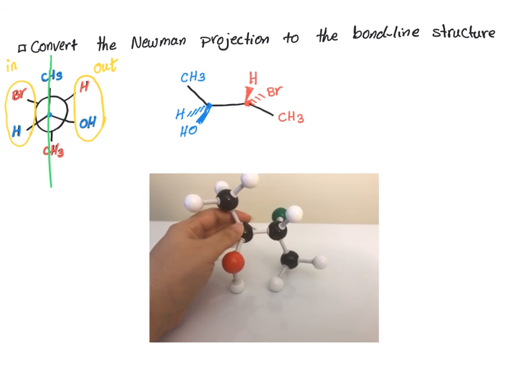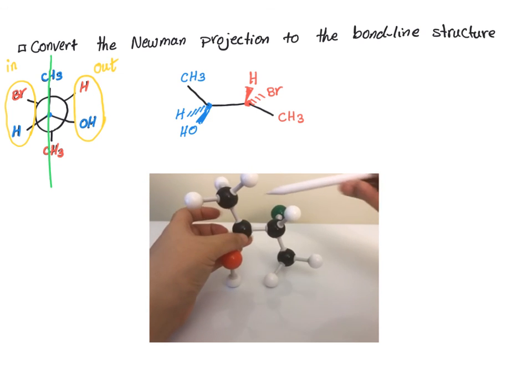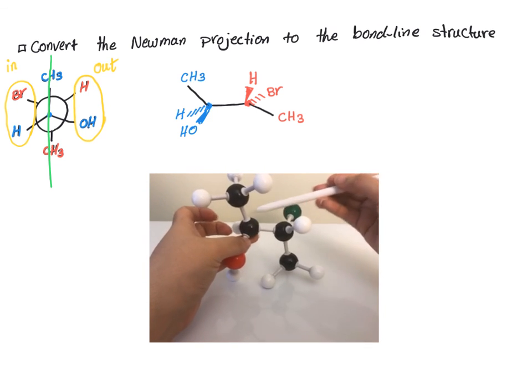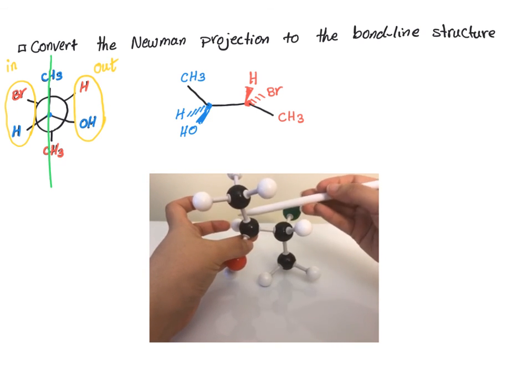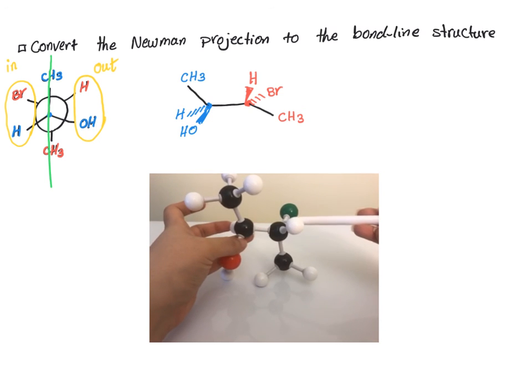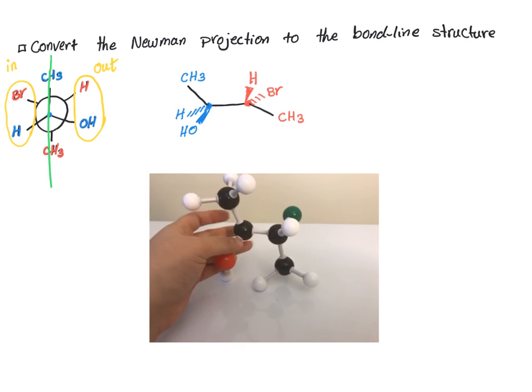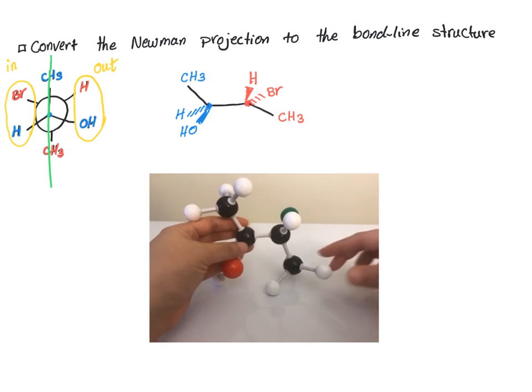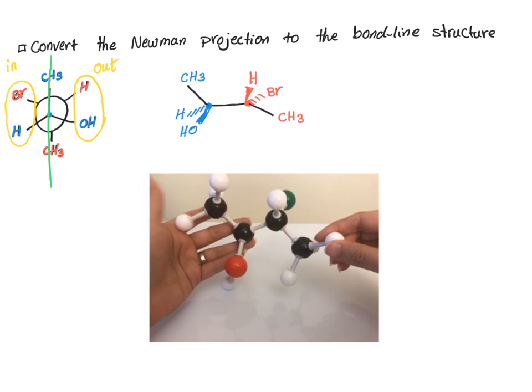So to the blue carbon, I have hydrogen attached, which is going to the back, right here, and I show that with a dash. And to the red carbon, I have bromine attached, which is going to the back. So you can also simply make the model, look at it, and draw what you see as the bond line structure.